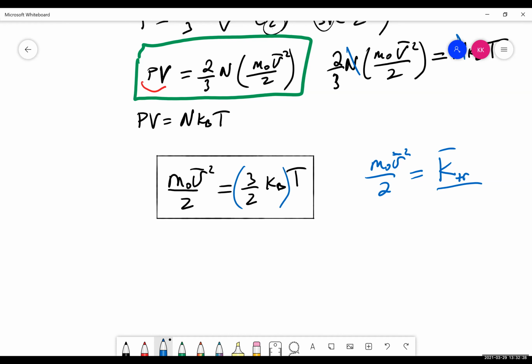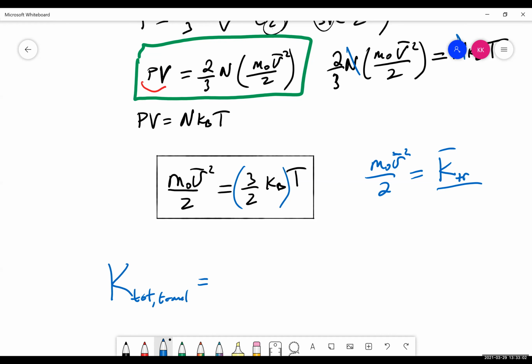Remember, we're still looking at average translational kinetic energy. The reason I said translational is because we are ignoring rotational kinetic energy, vibrational kinetic energy, and things like that. That means we are only looking at translational kinetic energy, which is due to linear motion. Okay, so let's look at this in terms of the total translational.